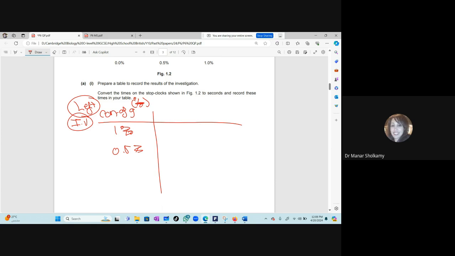And then what is the dependent variable? Time. And here they were nice and they told you to convert the time on the stop clock to seconds. But this is not common. They do not tell you to do that most of the time. The standard unit for time is seconds. So you will convert the time to seconds and put your answer here without units.